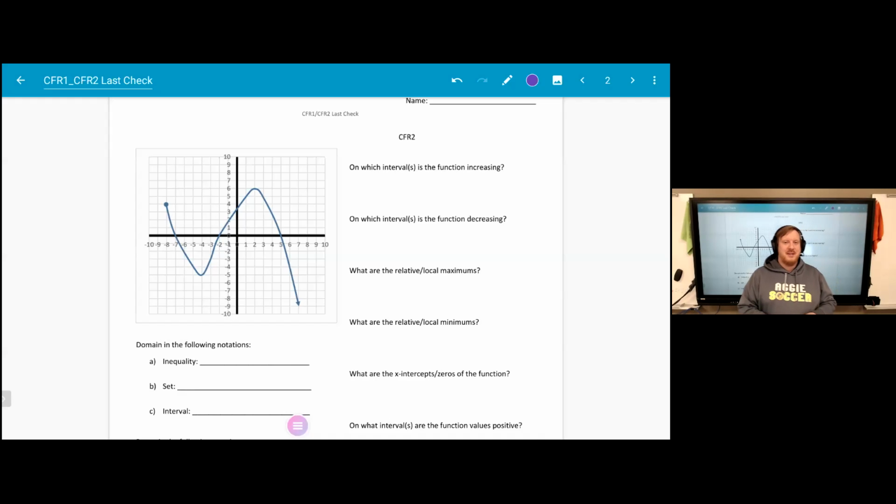All right, Algebra 2, this is the CFR1 slash CFR2 last check. We got domain, range, and end behavior for CFR1, and then we've got characteristics of function graphs for CFR2. Let's go ahead and take a look.